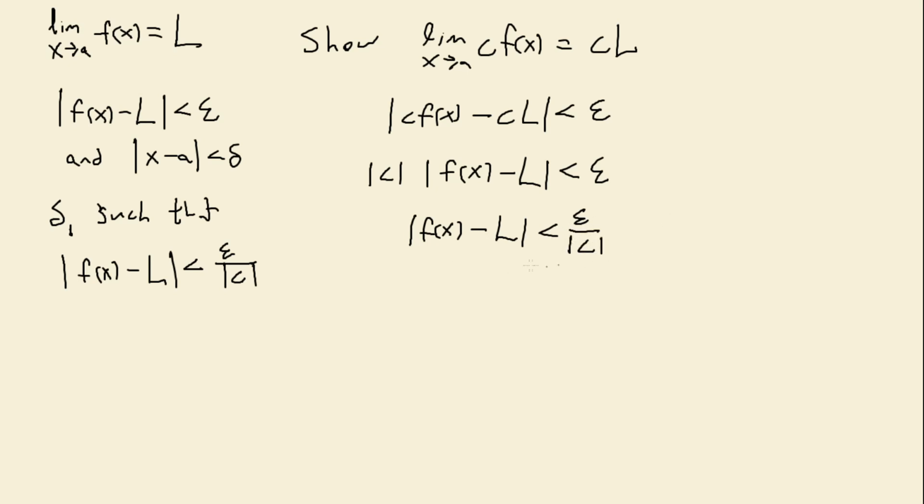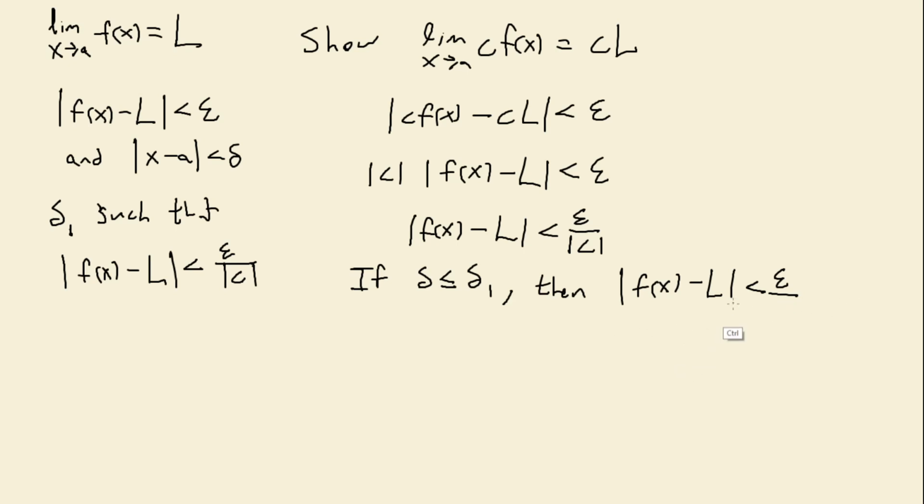And we know that this is true. We just have to choose delta such that it's less than or equal to delta 1. Then both of these inequalities will always be satisfied, which we showed here. So we could say that if delta is less than or equal to our delta 1 here, then the absolute value of f of x minus L will be less than epsilon over the absolute value of c.